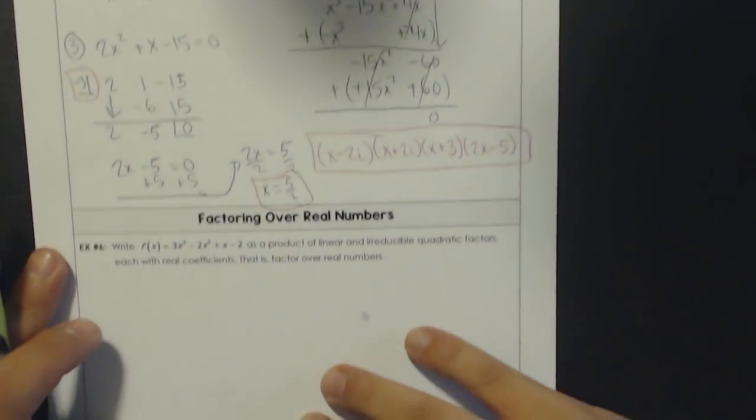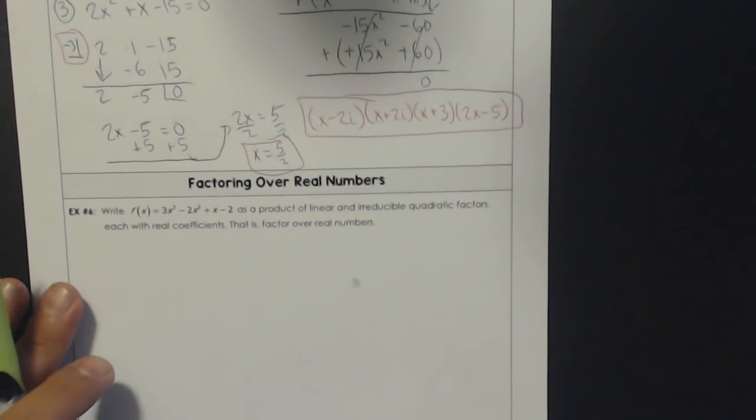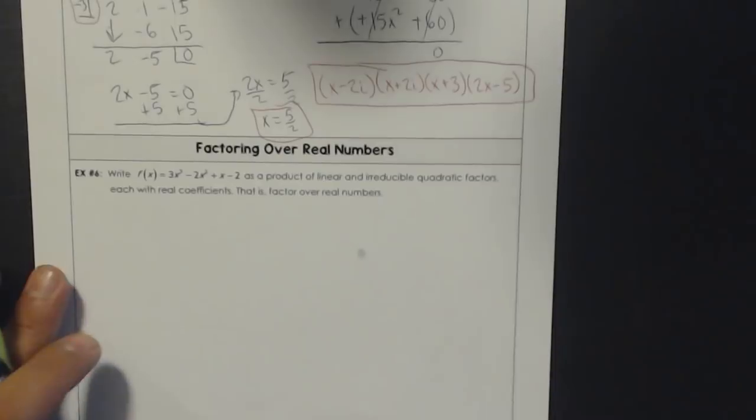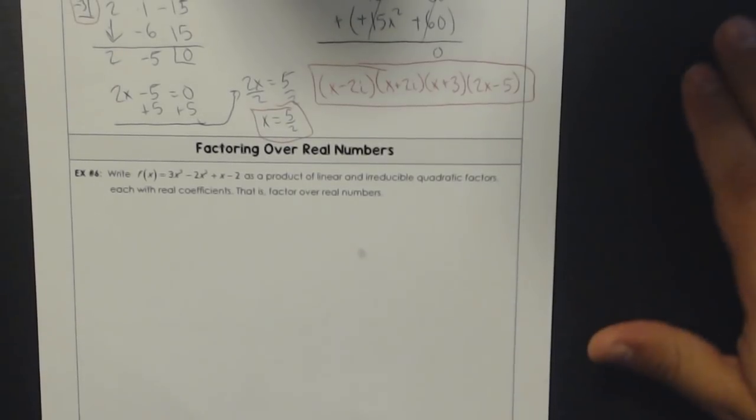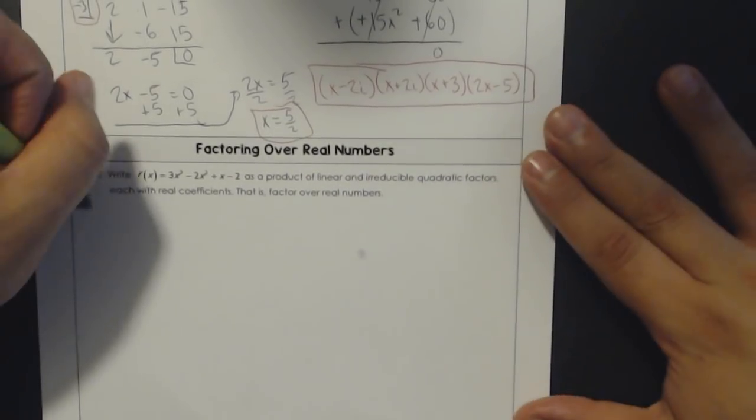Okay? Example number 6. We need to write f of x equals 3x to the third power minus 2x squared plus x minus 2 as a product of linear and irreducible quadratic factors, each with real coefficients, that is, factor over real numbers. So this sounds like a really crazy problem, but it's really not that bad. It's actually a pretty straightforward problem. What we're going to do here is P over Q.